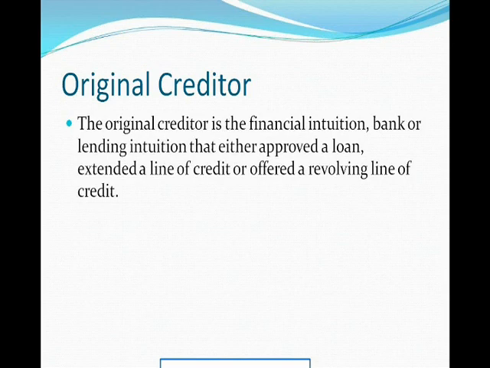The original creditor is the original creditor or financial institution, bank or lending institution that either approved the loan, extended the line of credit, or offered a revolving line of credit. Just to go ahead and name a few original creditors: Capital One, Chase, Washington Mutual, Wachovia. The banks that actually lend the money is considered the original creditor behind the account.